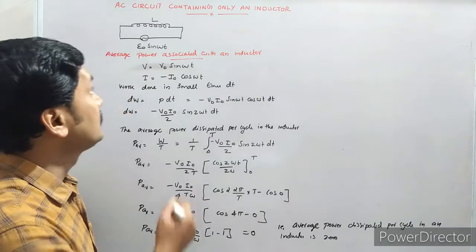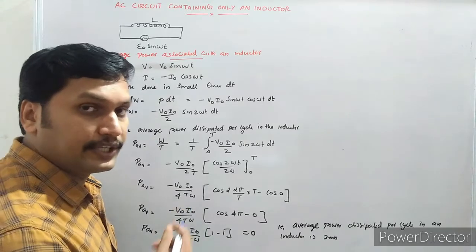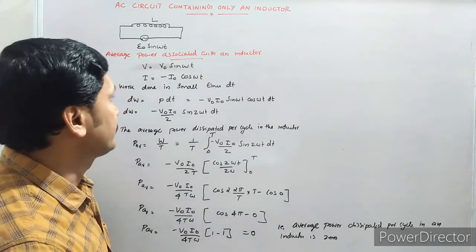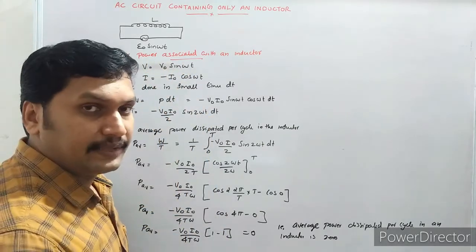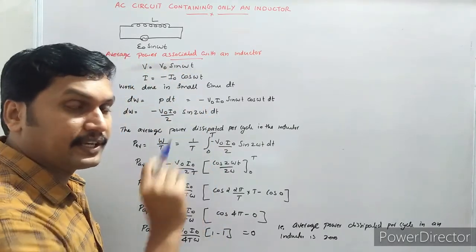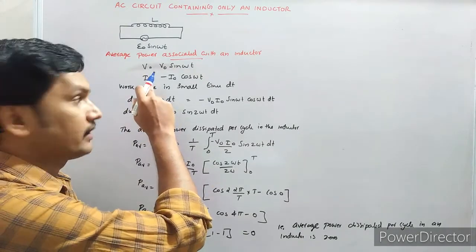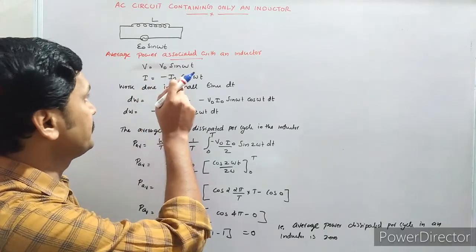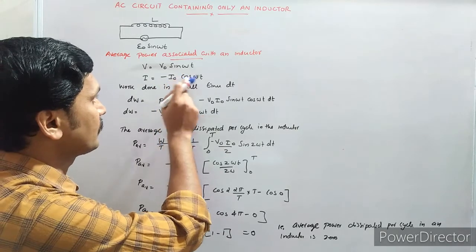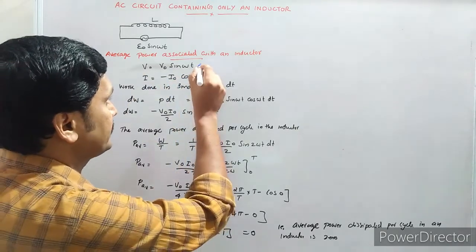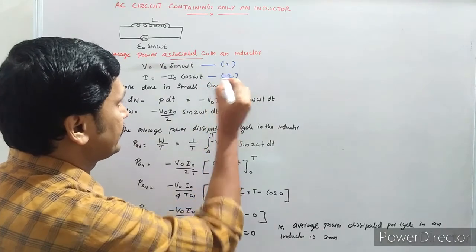Now let us find the average power associated with an inductor. Say V equal to V0 sine omega t. That is the instantaneous voltage in an inductor. And the current in that inductor lags behind this voltage by pi by 2 radians. So we can write current I equal to minus I0 cos omega t. This is the expression for the instantaneous voltage, and this is the instantaneous current.